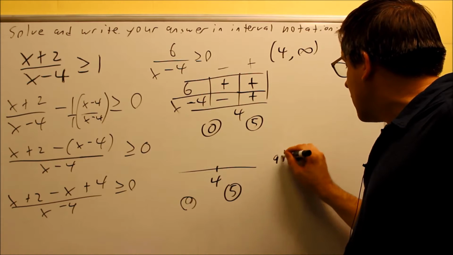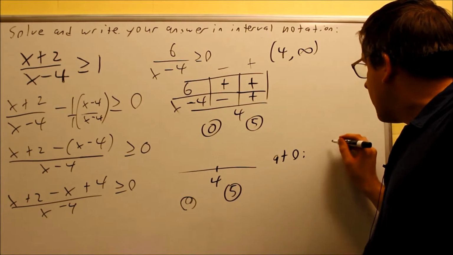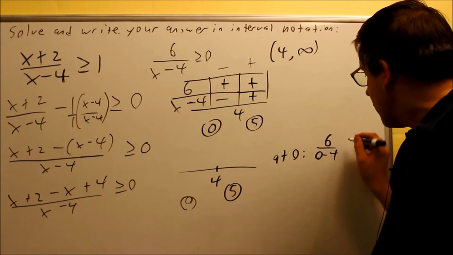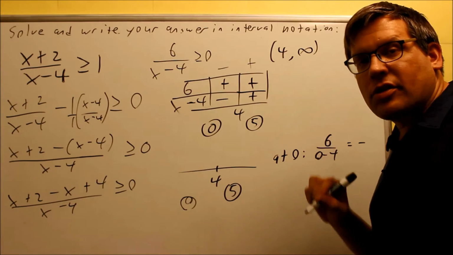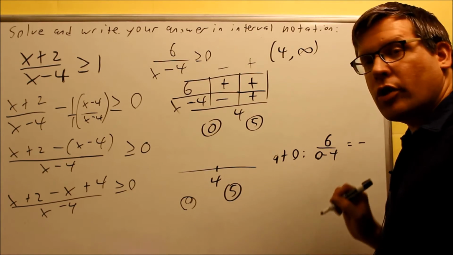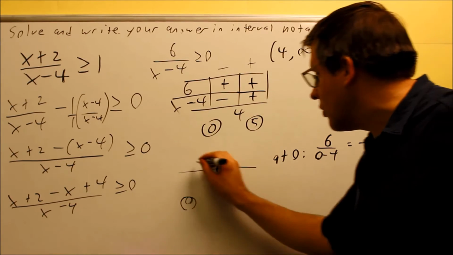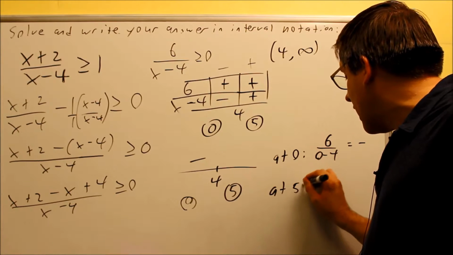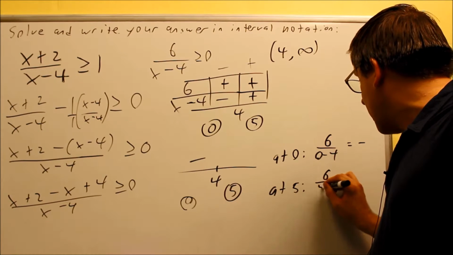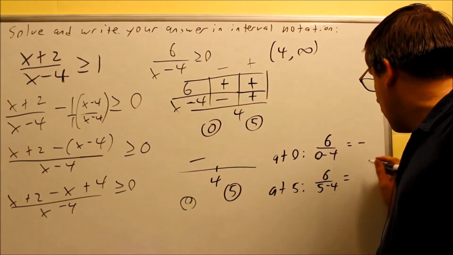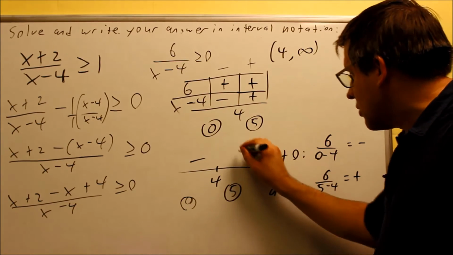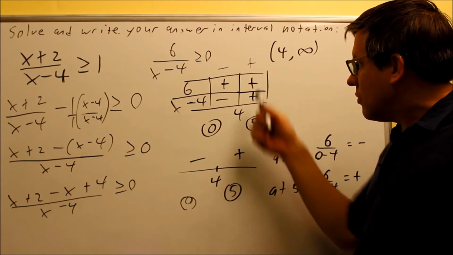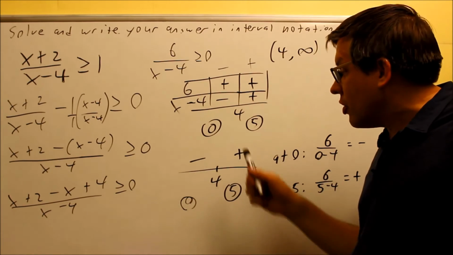When you plug those in, if you're testing at 0, then you have 6 over 0 minus 4. That gives you a negative number. I don't care about the actual number itself. I'm only concerned about whether it's positive or negative. You get a negative, minus sign's going to go in there. Then you're going to test at 5. 6 over 5 minus 4. That one you get a plus. So notice we get exactly the same sign configuration as before. You get a negative and plus.